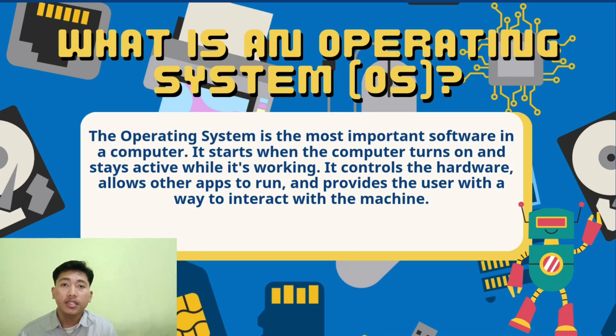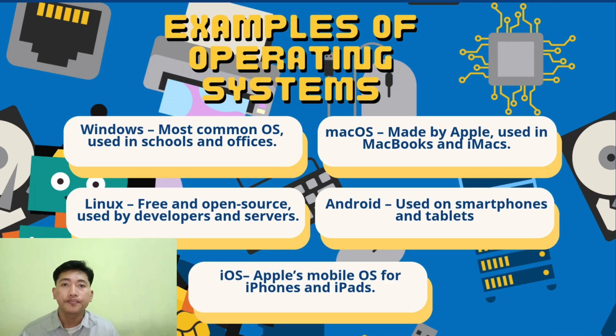What is an operating system, OS? The operating system is the most important software in a computer. It starts when the computer turns on and stays active while it's working. It controls the hardware, allows the apps to run, and provides the user with a way to interact with the machine.